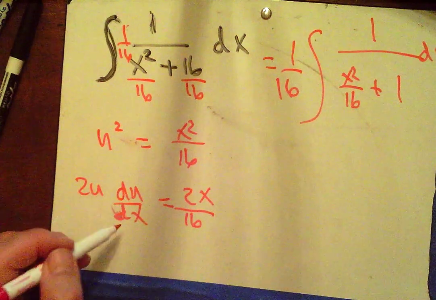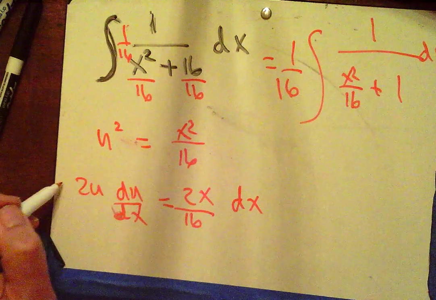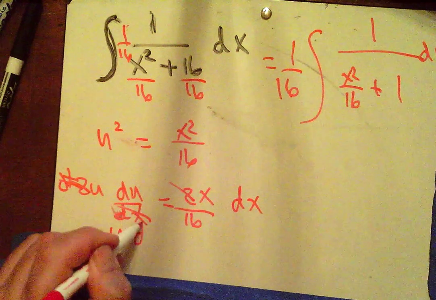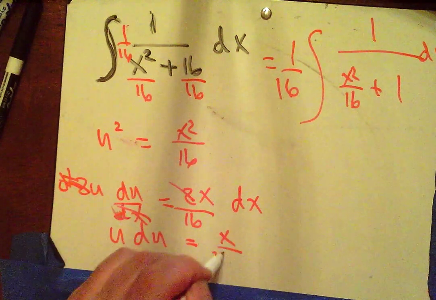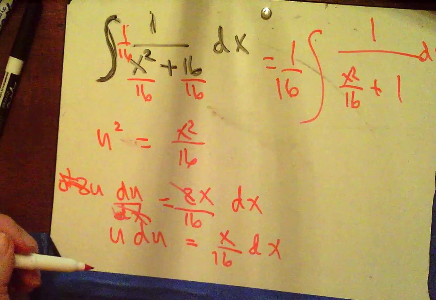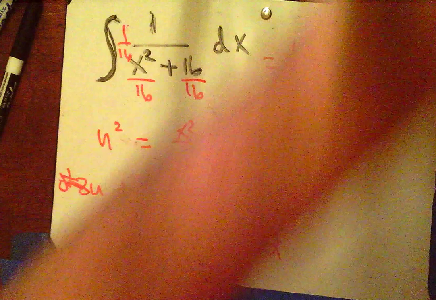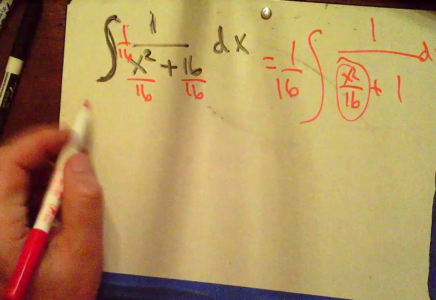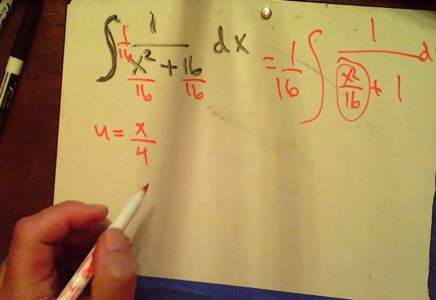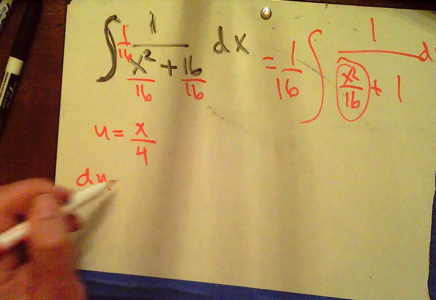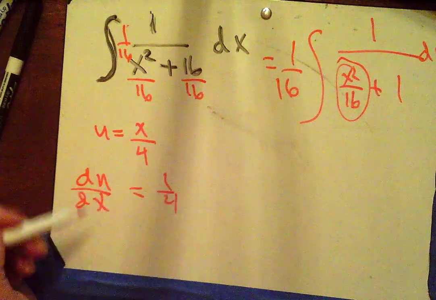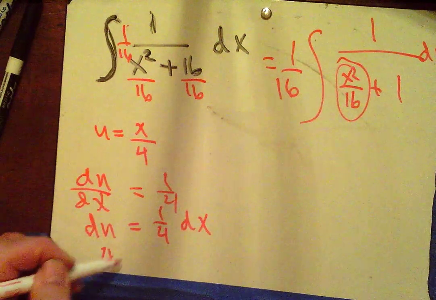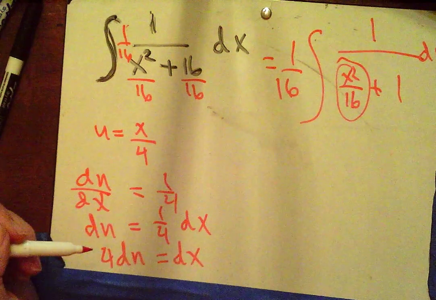I can do a bunch of stuff here. I can multiply both sides by dx, so those cancel. I can divide both sides by 2. Okay, u du equals x over 16 dx. No, I don't like that as much as what I had been doing. Well, I guess I'm going back to what I had been doing. Take the square root of this and say that u is the square root of that. Okay, so then du dx is 1/4, or du equals 1/4 dx, or 4 du equals dx.